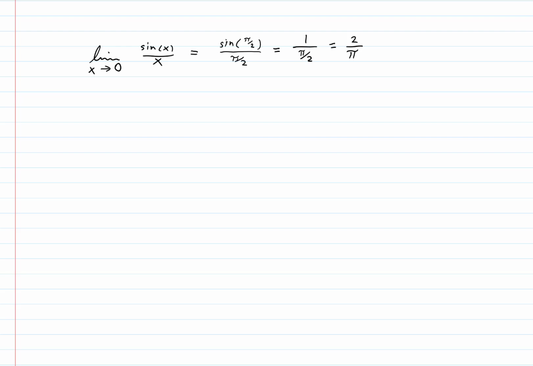Well, then it's not so easy, is it? Because then you would have the sine of 0 over 0, which equals 0 over 0. And we would have a problem then, wouldn't we? So this one's not quite so simple.